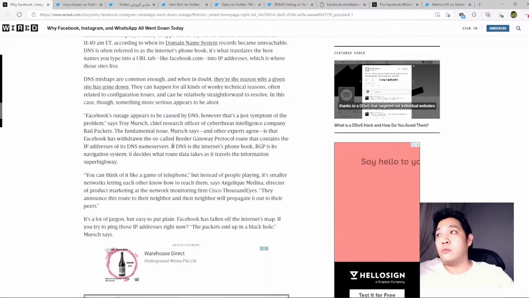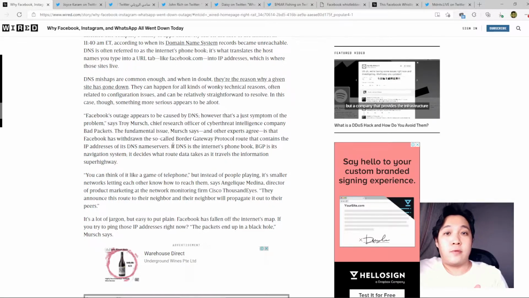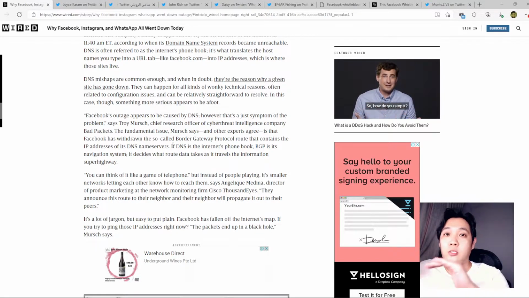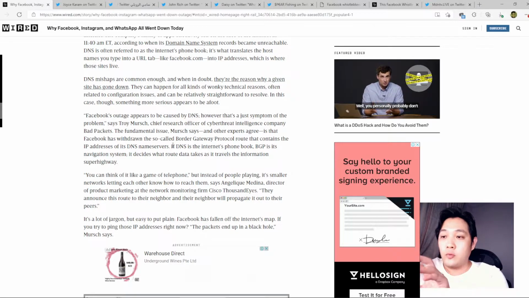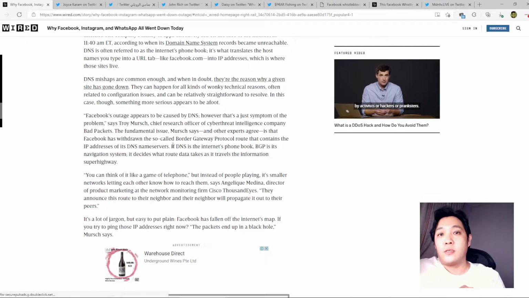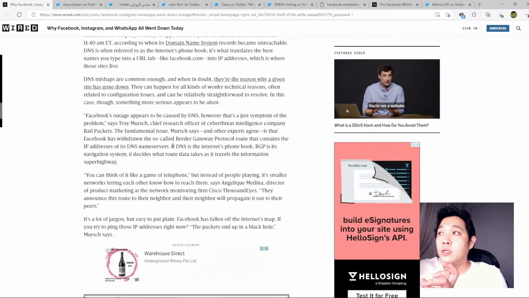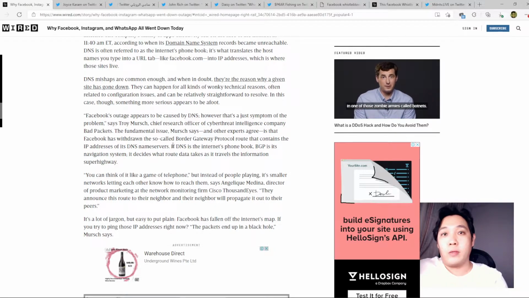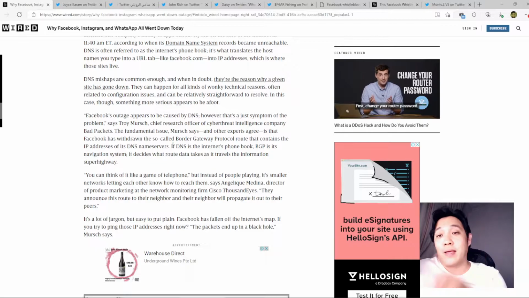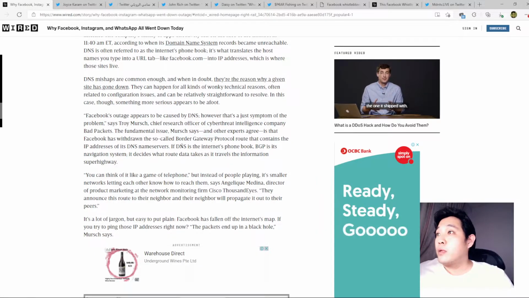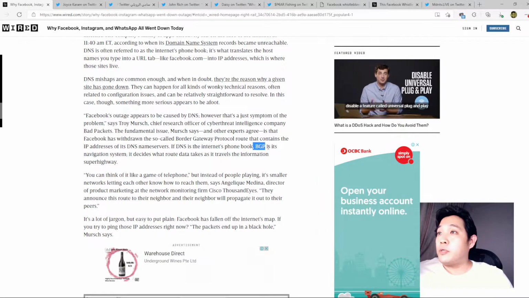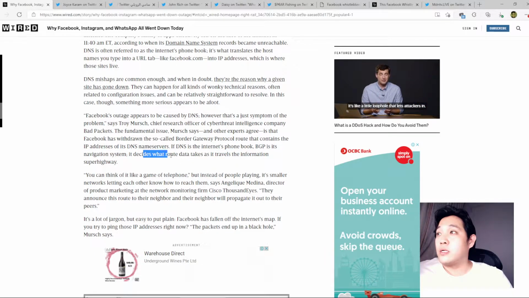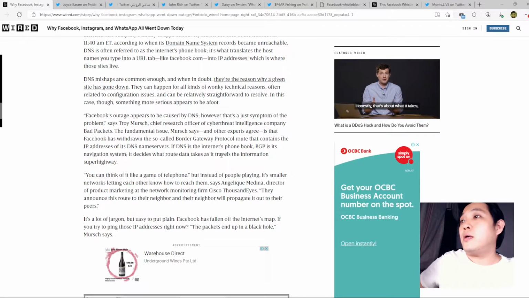So what is a DNS name server? You have a domain name, and within the domain name you can add a record saying which server this domain name is connected to. The server will have its own DNS name, and that's how you link the domain name, for example facebook.com, to the server. Maybe GoDaddy.com: they will have ns1.godaddy.com, then ns2.godaddy.com. NS means name server. So if DNS is the internet's phone book, then BGP is its navigation system, and it decides what route data travels on the information highway.